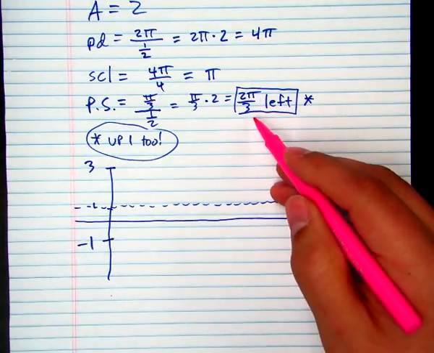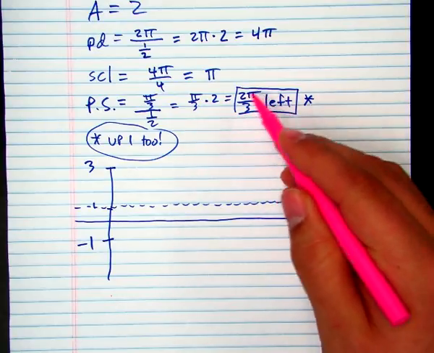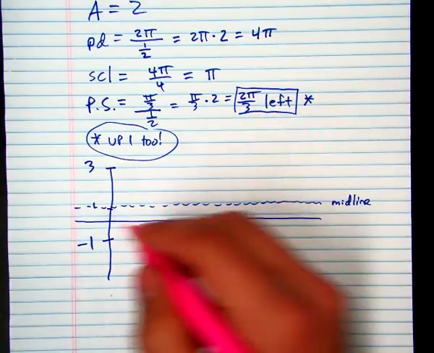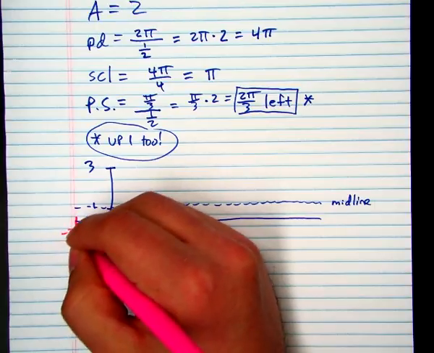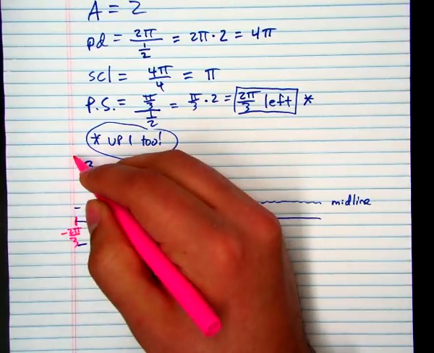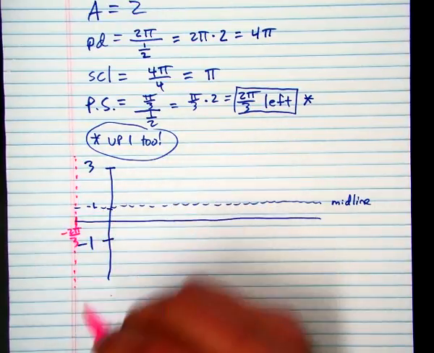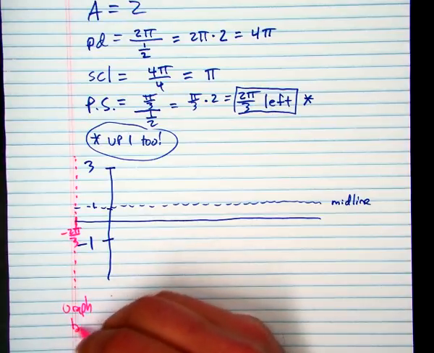At 2 pi over 3, to the left means negative 2 pi over 3. So here's where my graph starts, right? The parent graph begins right here.